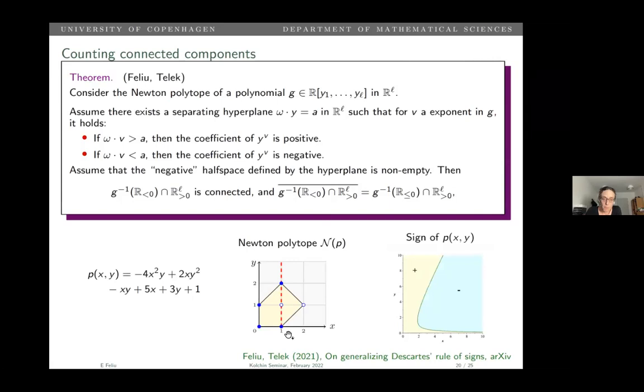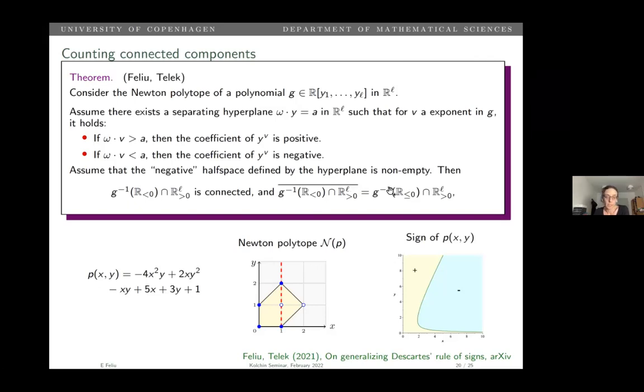If there is a hyperplane that puts on one side the points in the Newton polytope that correspond to monomials with negative coefficient, and on the other side, the ones with positive coefficient. And on the hyperplane, you can have everything. It doesn't matter. If that happens, then there is one connected component where this is negative, and that technical condition holds. So that's what we prove.